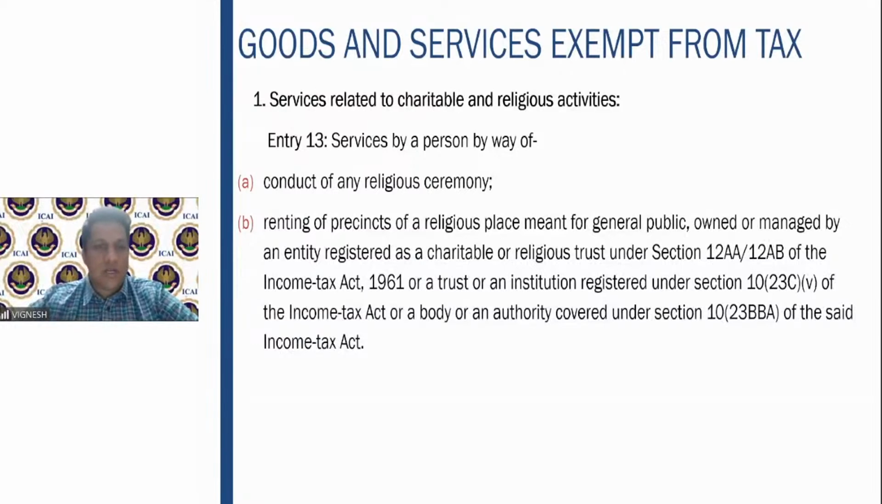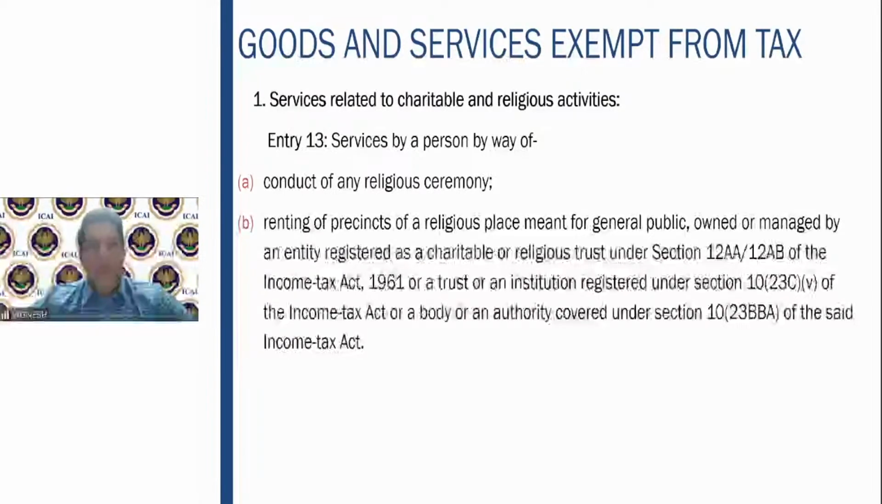Precinct means premises of a religious place meant for the general public, owned or managed by an entity registered under charitable registration 12AB, or a trust registered under 10(23C), or a body covered under 10(23BBA). 10(23C) and 10(23BBA) are also separate provisions which talk about income tax exemption to certain particular institutions. So if there is a religious place and a charitable entity, let us say the Hanuman Temple Society, they have a huge premises where devotees can come and pray daily and take the prasad.